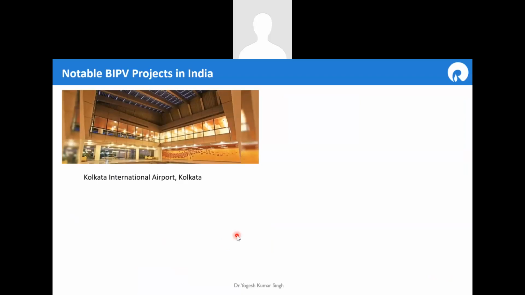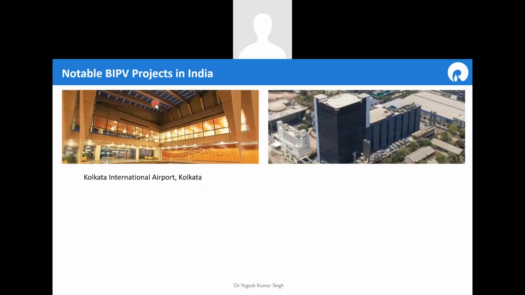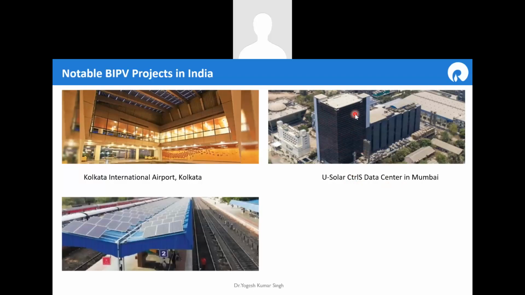Apart from that, we have the Kolkata International Airport. If you go there and see this particular area and the upper area on the roof side, you can find the BIPV system in both places. Then we have the U Solar Central Data Center. The entire building is made with the BIPV system, and this is one of the biggest examples in India.